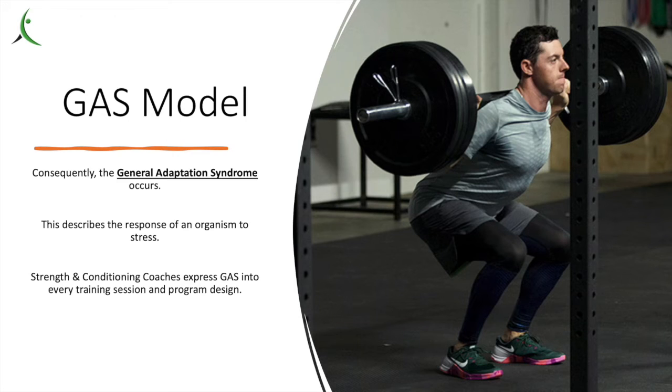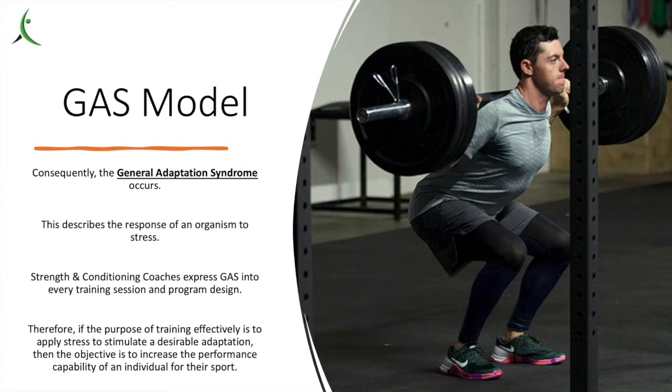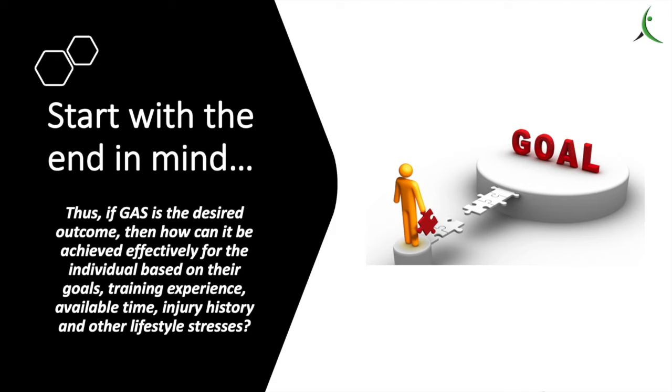This moves us on to the GAS model. So general adaptation syndrome, GAS, occurs when we affect homeostasis. This describes the response of an organism to stress. Strength and conditioning coaches express the GAS model in every training session and program designed. So if the purpose of training effectively is to apply stress to stimulate a desirable adaptation, then the objective is to increase the performance capability of an individual for their sport. So it's always really important to start with the end in mind. If adaptation is the desired outcome, then how can it be achieved effectively for the individual based on their goals, training experience, available time, injury history, and other lifestyle stresses?